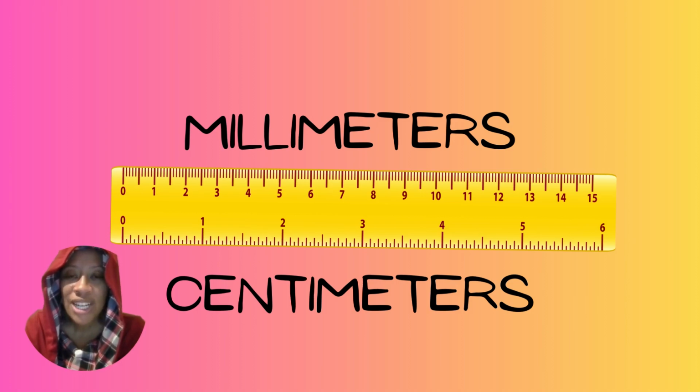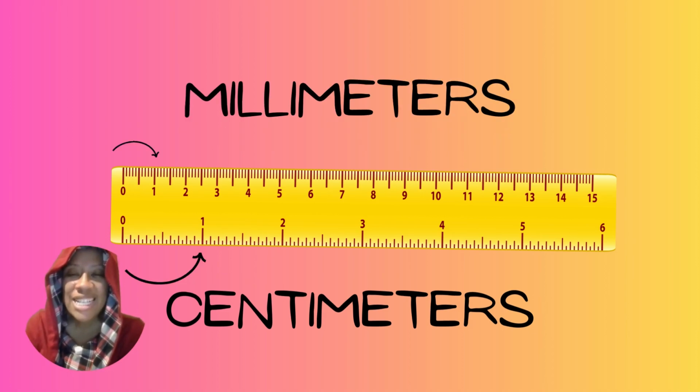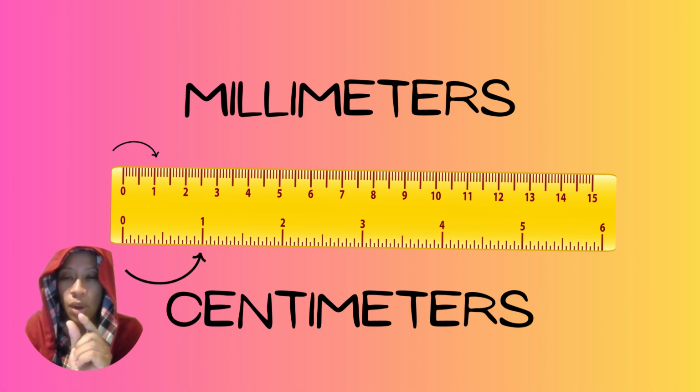All right, if we look at our ruler, the side with the most numbers is called millimeters. The side with the least numbers is called centimeters. With millimeters, the space between the numbers is smaller. With centimeters, the space between the numbers is larger. You see the difference? Small, large, small, large. So millimeters is measured in smaller increments versus centimeters is measured in bigger increments.